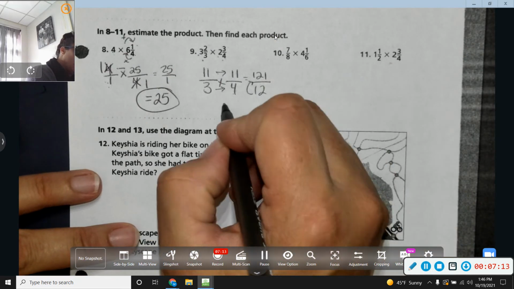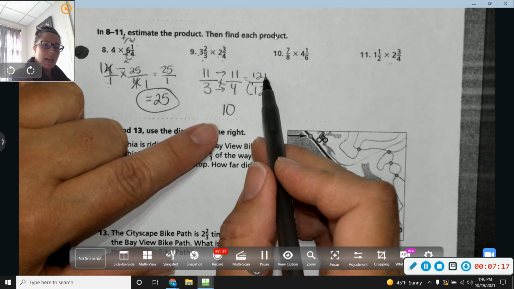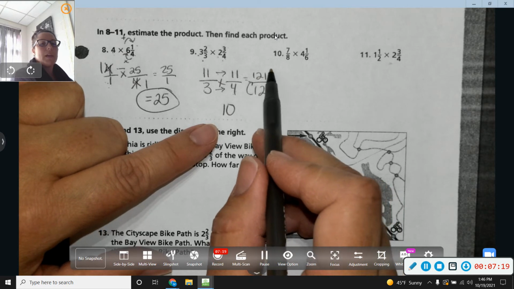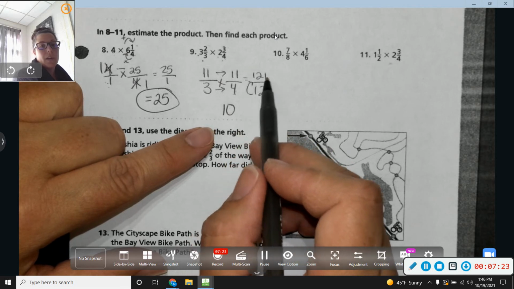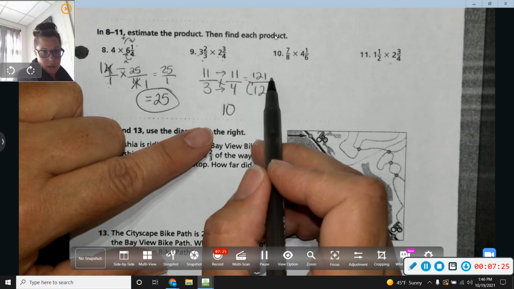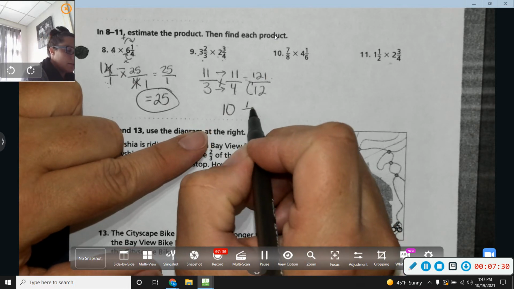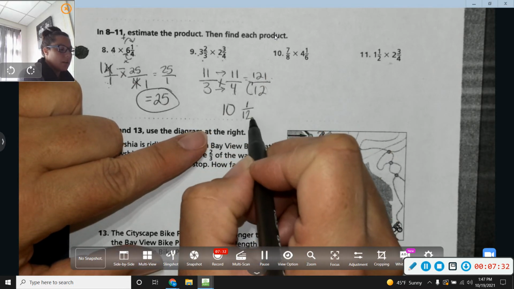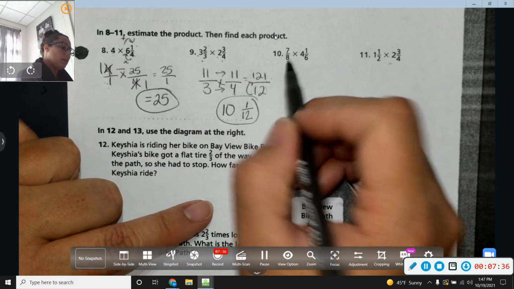So I can pull a full 10 out of there. I can make 10 groups of 12. So I know that 10 times 12 is 120. So if I've used 120 of these up, how many more do I have left? I only have 1 left. And what's my denominator? 12. Okay? 7/8.